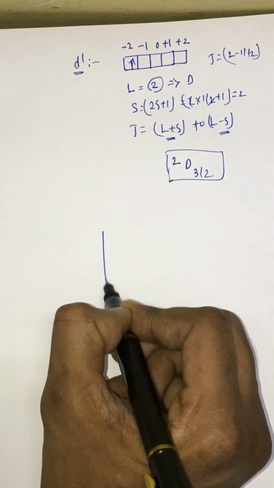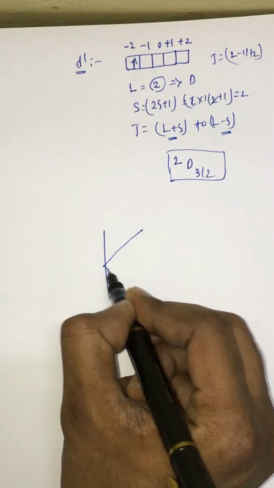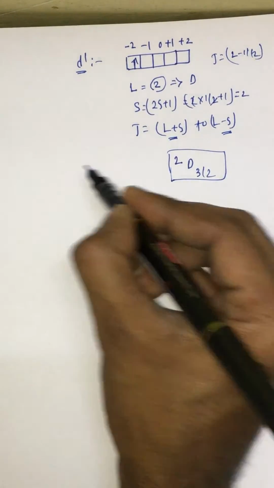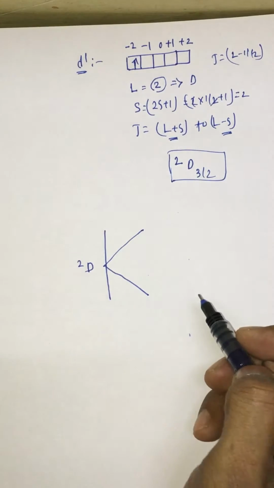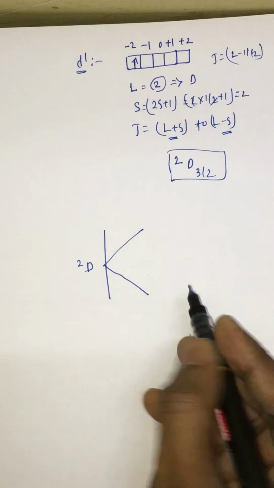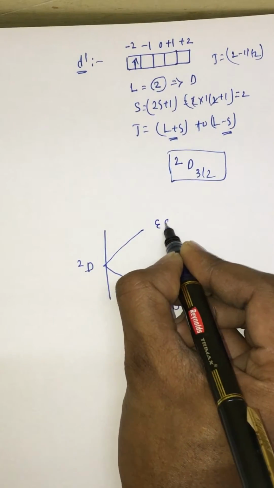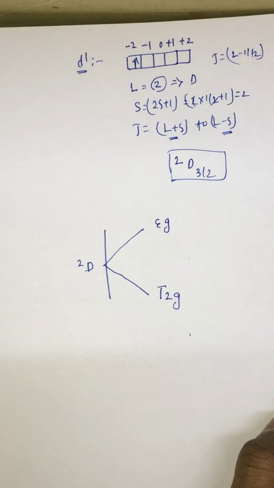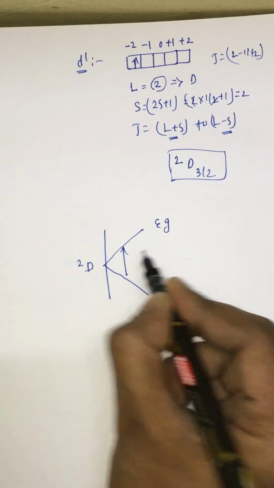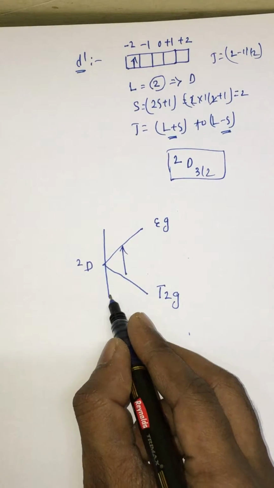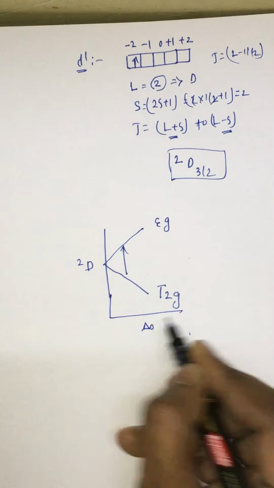Now we will see the splitting. So this will be 2D. D1 comes under electron promotion, right? If it's electron promotion, it means similar to the octahedral field. That means this will be T2G, this will be EG. This is for D1. So here only one transition is possible. Okay, this is the Orgel diagram for D1. This will be delta naught.